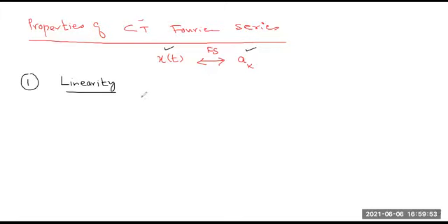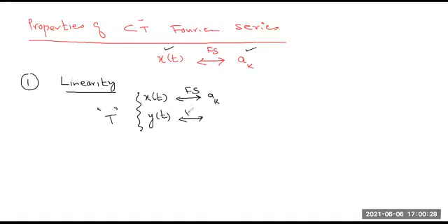So let's consider two signals, x of t and another signal y of t. They are two different signals, but they have the same period, okay? They have the same period. And let's assume that their period is T. Now this signal will have its Fourier series coefficient, let's say represented by a sub k.